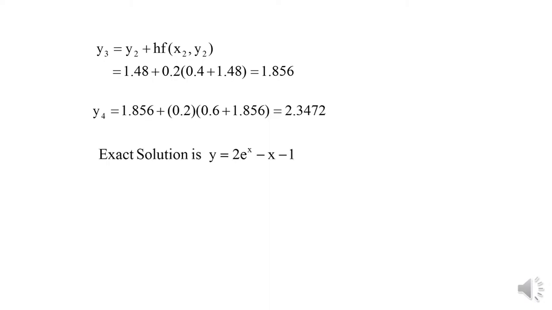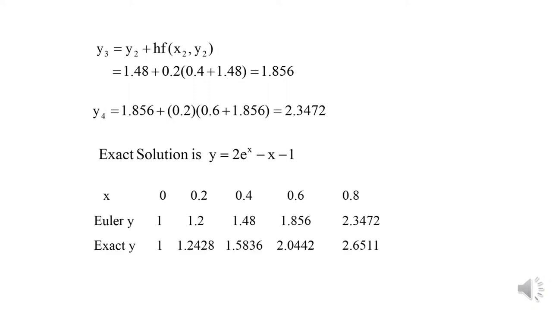Now we see the exact solution is 2e to the power x minus 1. We substitute values of x as 0, 0.2, 0.4, 0.6 and 0.8, and compare the exact value and Euler's value. We can see there is a small difference.